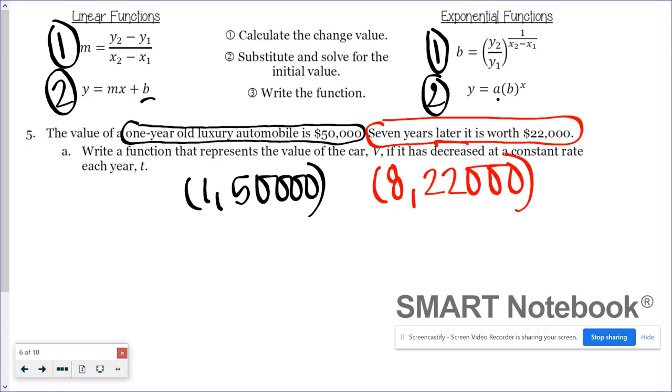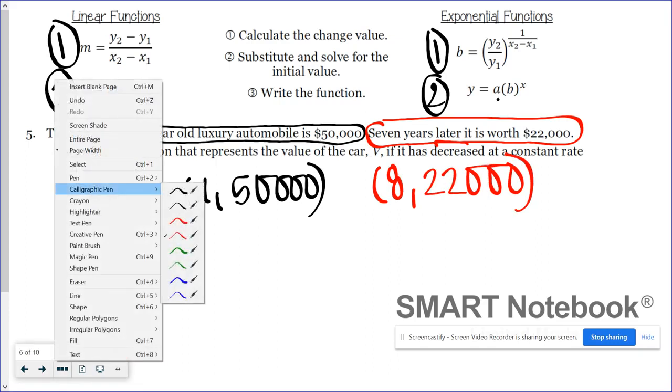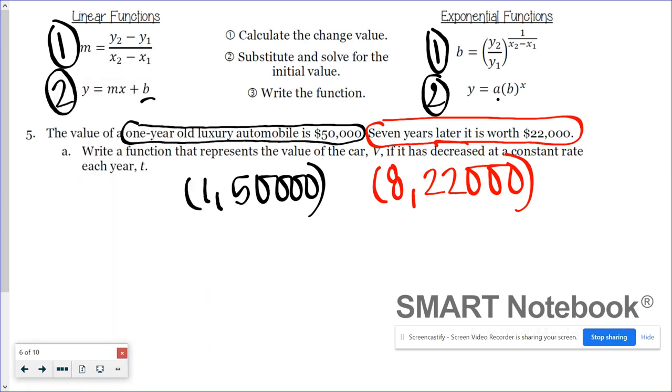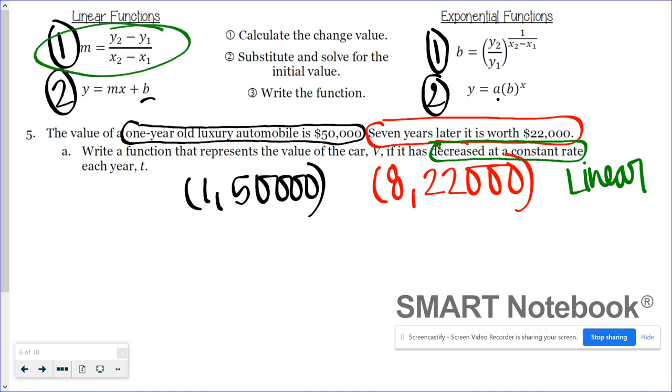In part A, it says write a function that represents the value of the car V if it has decreased at a constant rate. So what kind of function are we going to write? That's correct. We're going to write a linear function. The first thing we have to do is calculate the change value. So we need to use our formula, m is equal to y2 minus y1 over x2 minus x1.